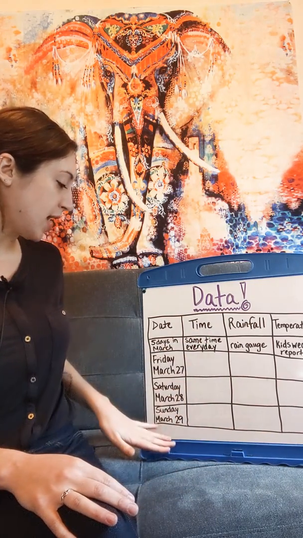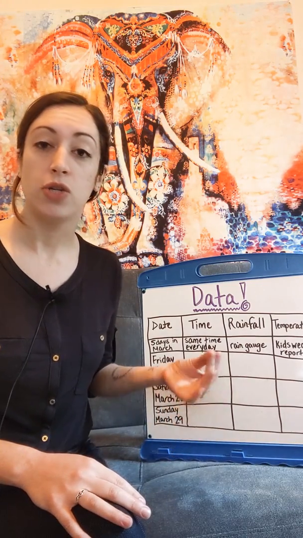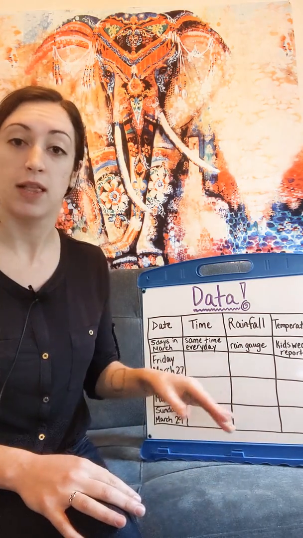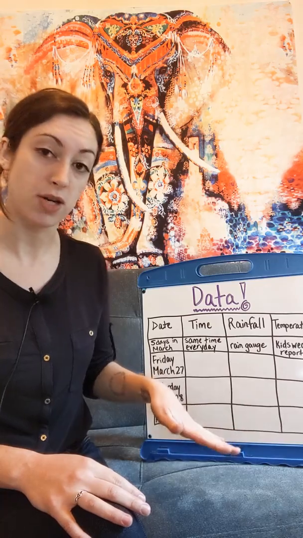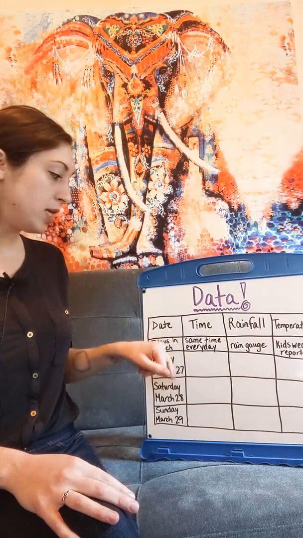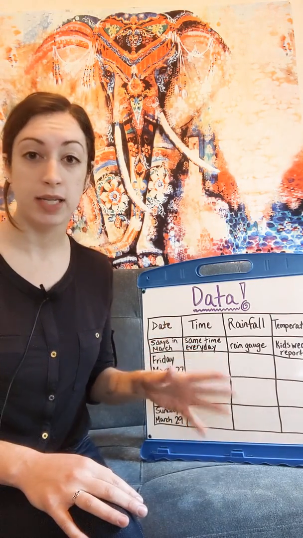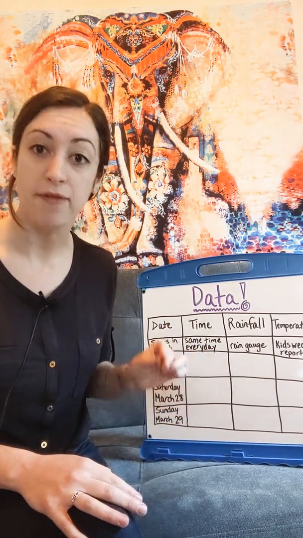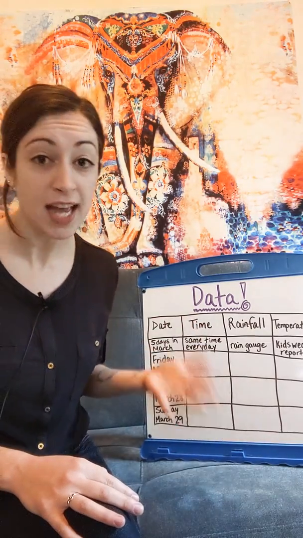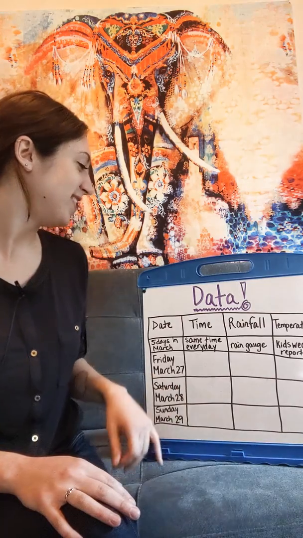When we collect data, we're going to, for this experiment, try to record something for the last 5 days in March. So starting from Friday, March 27th. When you go to check your rain gauge, you kind of want to try to see if you can do it around the same time every day. If not, that's okay too. Just do the best you can.